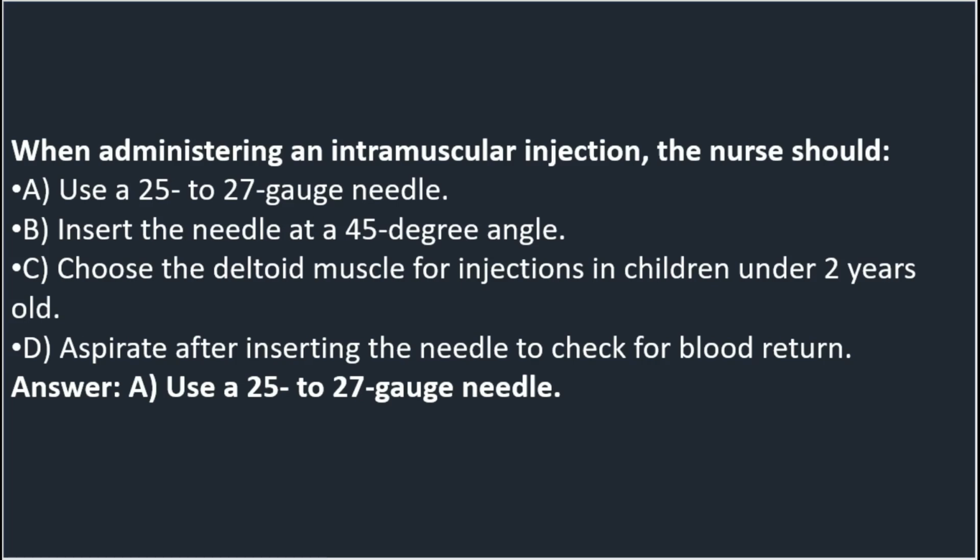Question 7. When administering an intramuscular injection, the nurse should: Option A, use a 25 to 27 gauge needle. Option B, insert the needle at a 45 degree angle. Option C, choose the deltoid muscle for injections in children under 2 years old. Option D, aspirate after inserting the needle to check for blood return. Answer is A, use a 25 to 27 gauge needle.